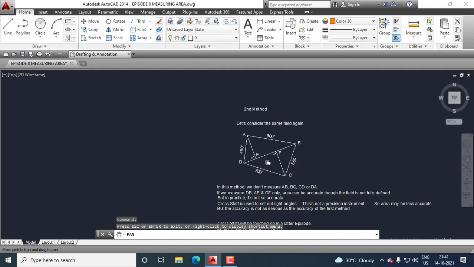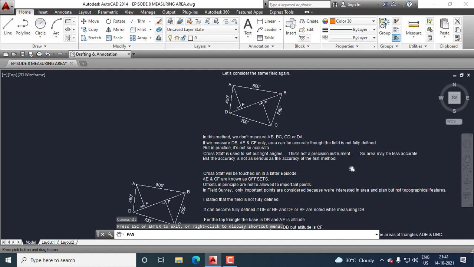So one cross-staff is given to the government officials for measuring these two offsets and calculating the area and plotting the figure also. Calculating offsets AE and CF. This method is only of academic interest. This method has no practical utility, but only for academic purpose I am giving both these methods in this second method.